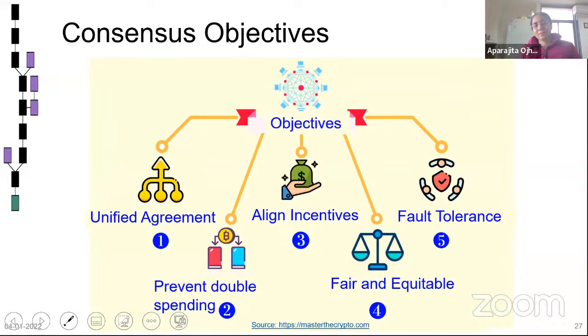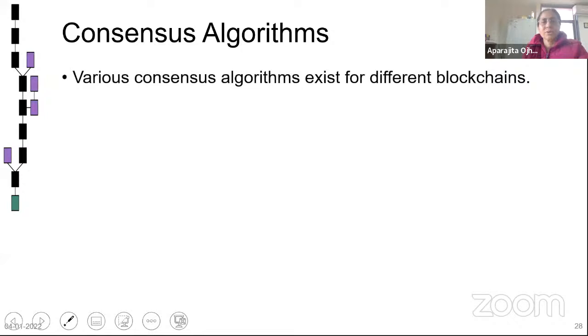Then alliance incentives: how do we provide incentives to all the members who are maintaining this network in a very effective way? Then fault tolerance, and being fair and equitable. There should be some smart contract, some business logic, that shows how through this consensus I should be able to take any fair decision, right?